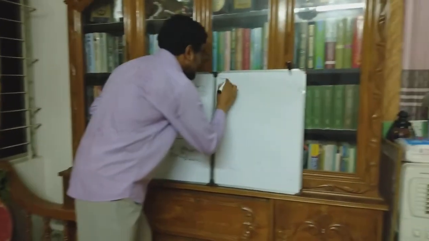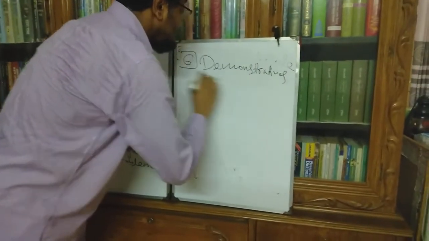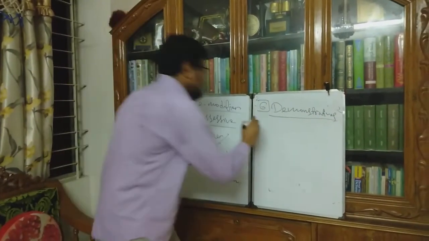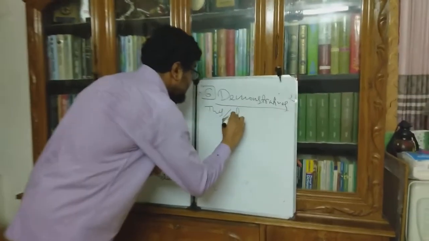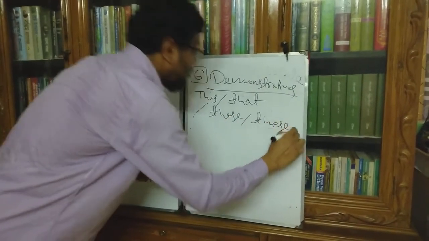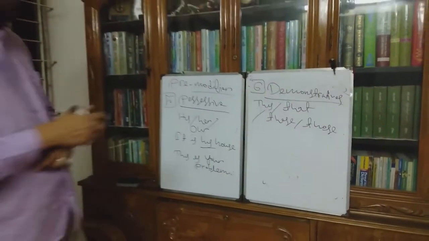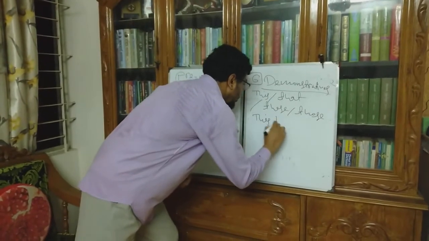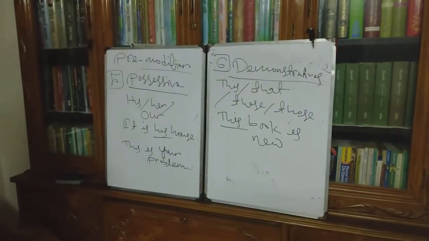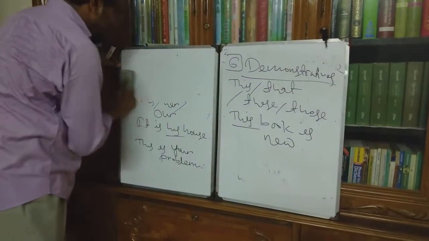The next one is demonstratives. We all know 4 words are there which are used as demonstratives. This, that, these, those. So these 4 words can be used as demonstratives, and these also can be used as pre-modifiers. This book is new. Look at this. Here this is a word which is used as pre-modifier, though it is a demonstrative mainly.